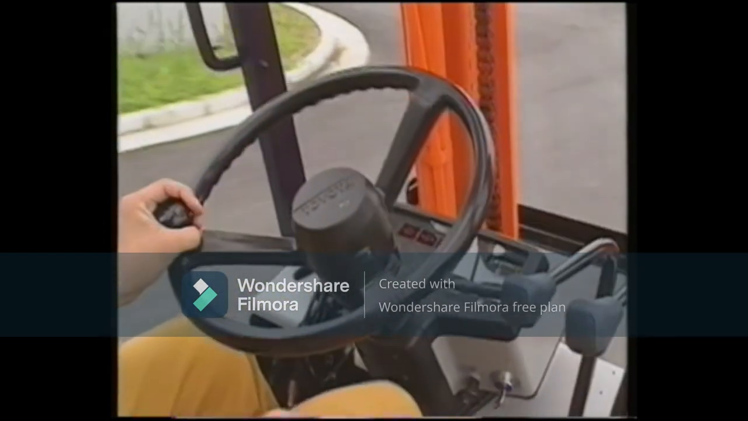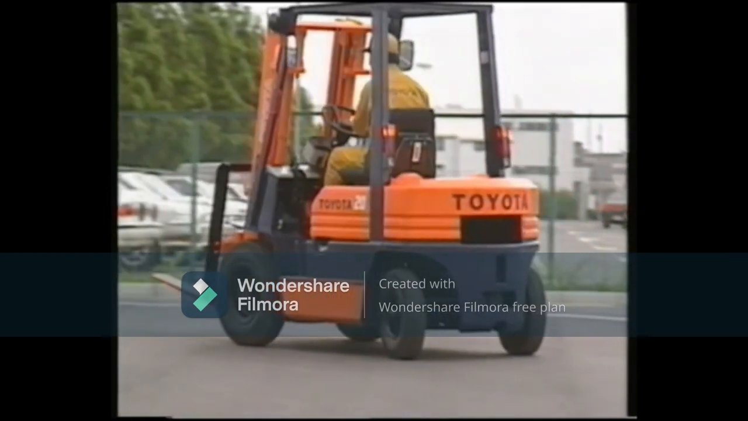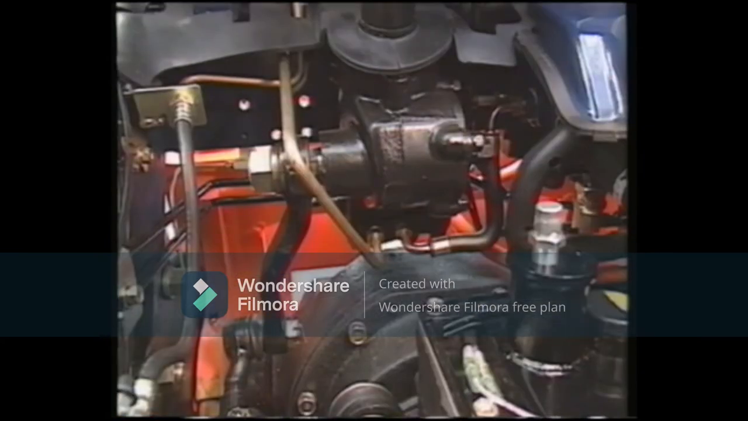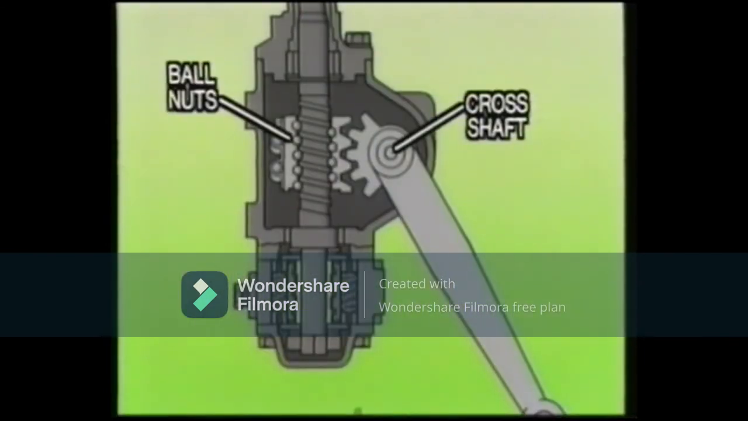Forklifts have hydraulic power-assisted steering so that they are operated by a small steering force. The steering wheel shaft extends downward and is connected to the steering gearbox. Inside the gearbox, the steering wheel shaft is engaged with the cross shaft via ball nuts. The pitman arm is fitted to the cross shaft.